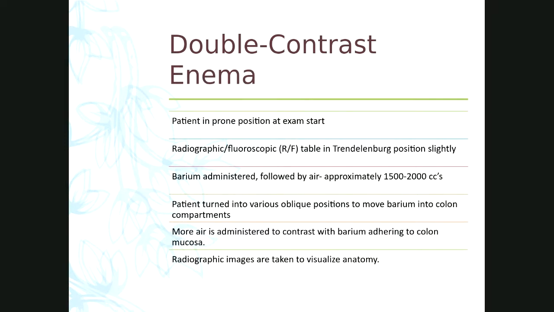Typically on a double contrast enema, the patient will start off prone, they'll put the barium in, and they will actually fluoro that patient and fill the intestine, and that takes approximately 1,500 to 2,000 cc's. They kind of roll the patient around to coat the different portions of the intestine so that they can get images of that, because now it's not only full with barium sticking to the wall of the intestine, but it's spread apart by large amounts of air.